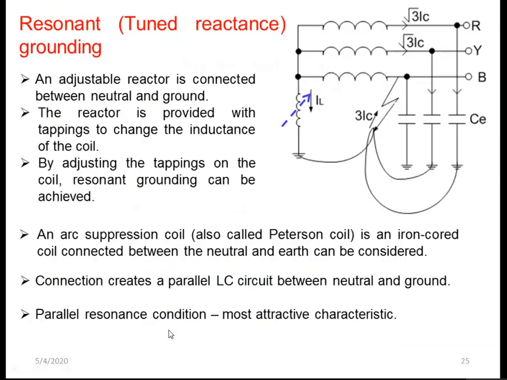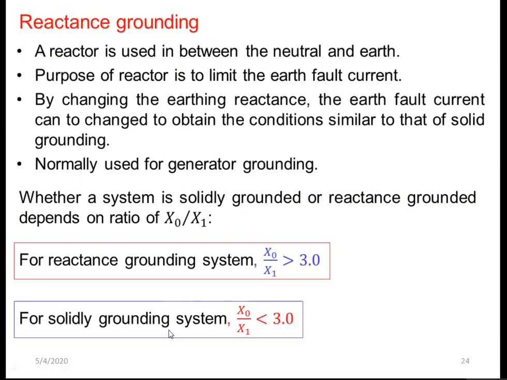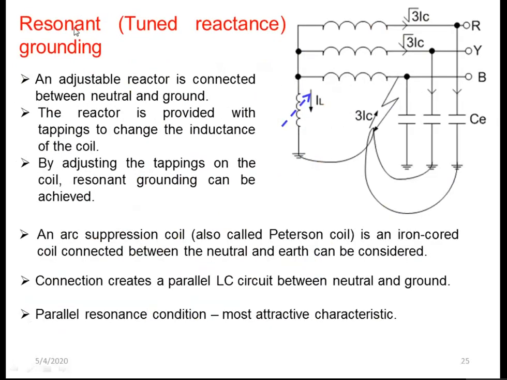Now next, here we have what can be said to be a modified version of the reactance grounding, because here we can change the reactance. So that means if we are able to change the reactance, or we can say if we are able to tune the reactance here, right? So this is another modification of the reactance grounding actually. It is referred to as resonance grounding here.